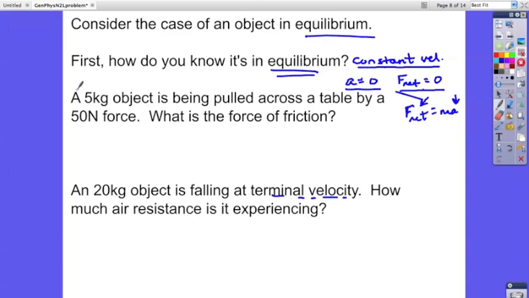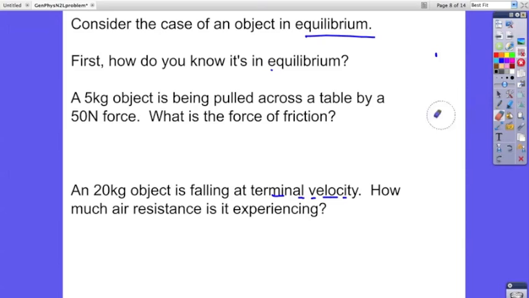Okay, let's work on a problem. A 5-kilogram object is being pulled across the table, and I totally meant to type in there, with a constant velocity, because that's why this problem belonged on this page. So a 5-kilogram object is being pulled across the table with a constant, C-O-N-S-T-A-N-T, velocity by a 50 Newton force. What is the force of friction?